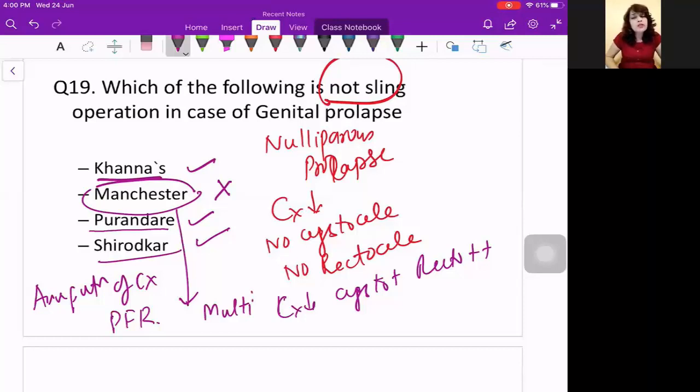As far as most of the gynecologists advise, Manchester operation is not a very good idea if fertility is to be preserved. Rather, Shirodkar should be done in that case. Manchester is a place in London where this operation was done, and it is also named after Fothergill, who first did this operation. So it is Manchester operation or Fothergill's repair. So here the answer is Manchester.